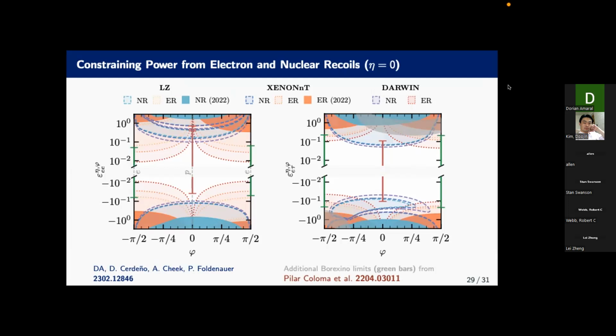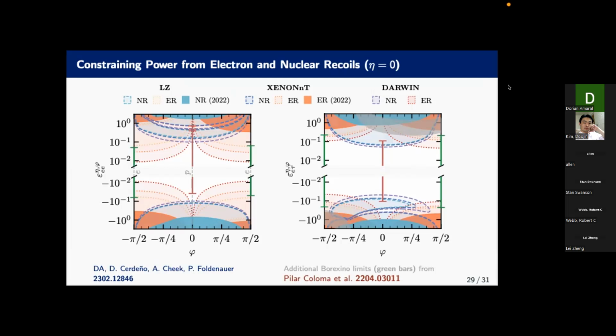And we see that they're not really competitive as such at the moment, but okay, it's a log scale. Even XENONnT with their electron recoil data is kind of encroaching on the limits, which is really exciting because they're not a neutrino experiment yet.